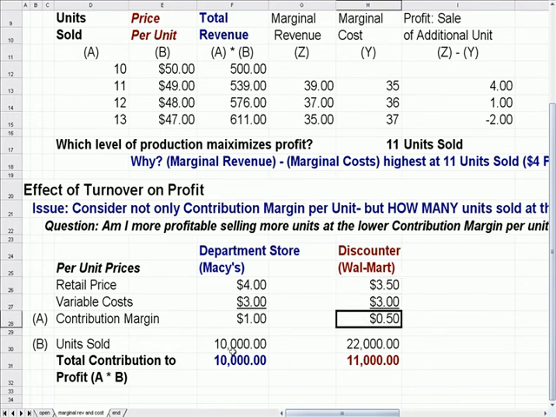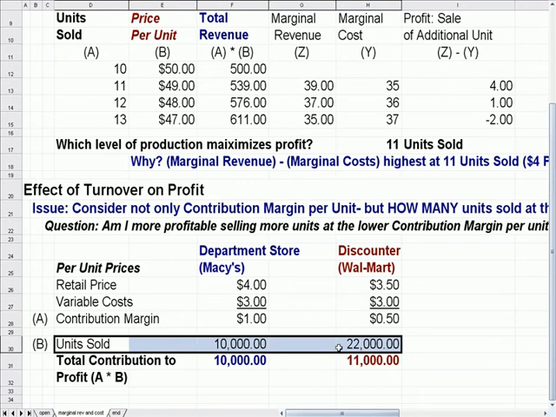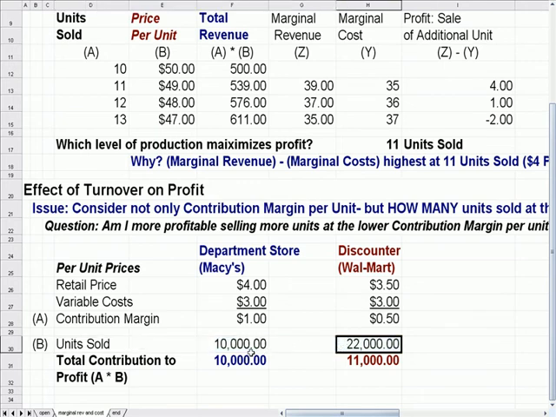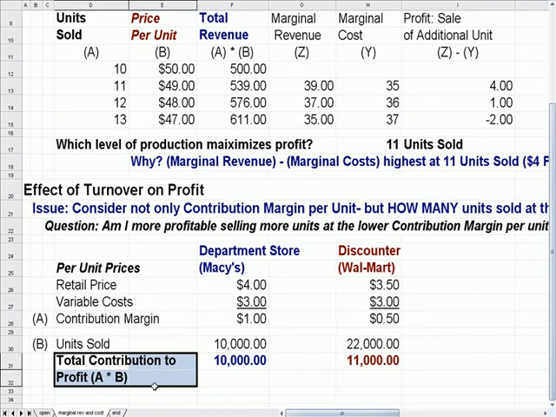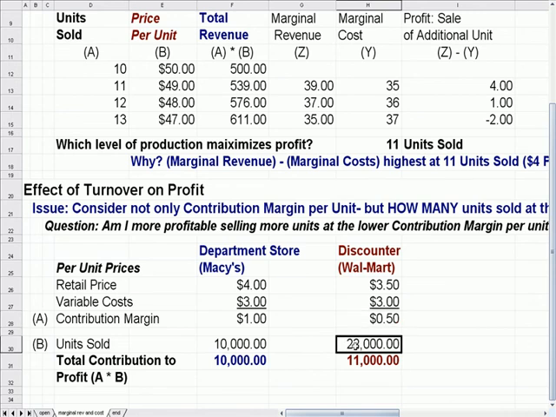But Walmart, not surprisingly, sells a lot more units. They sell 22,000 versus 10,000 for Macy's. So even though the contribution for Walmart is smaller, the total contribution margin is larger. Why? Because they're simply selling a lot more units. Even though there's a thinner contribution margin, they're better off.